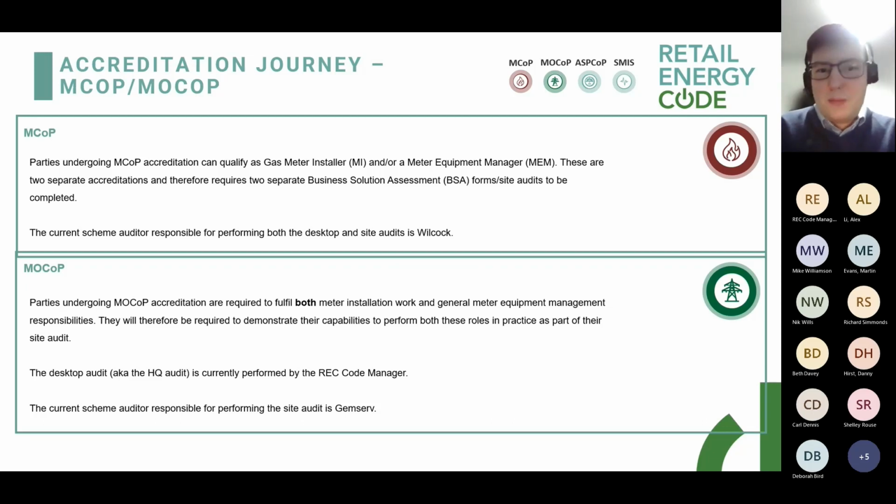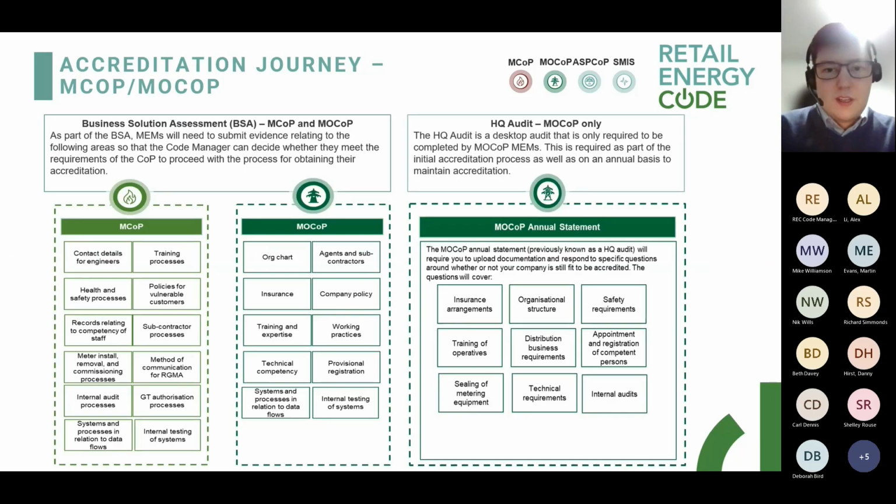To provide you with a bit more detail on what the application process involves on a REC side, I'm going to ask if we can move over to the next slide. I know we've talked about the BSA in a bit of detail, but just to go over it again, for both MCOP and MOCOP, we're essentially trying to gain assurance that your business setup is appropriate and will allow you to operate in the market. Specifically, from a metering point of view, the things we're looking at are company structure, your working practices, your training processes, things like that.